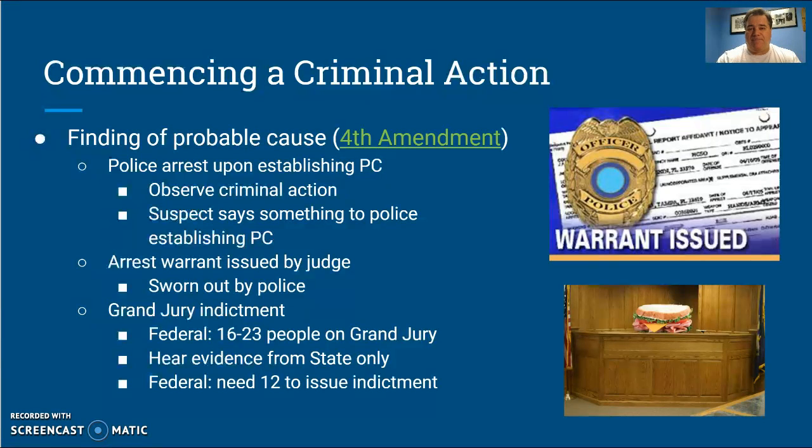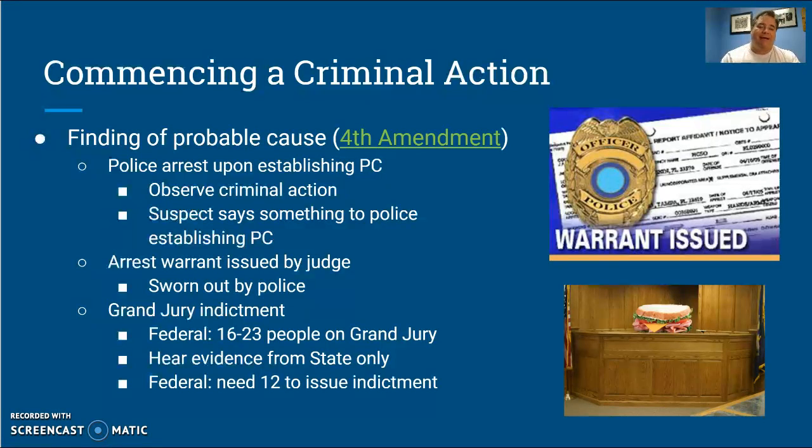Another way you could have probable cause established against you is through a grand jury indictment. Now, you remember we talked about petit juries in the civil trial process. Same idea exists in a criminal case. Well, a grand jury, a much larger jury, grand, can be instituted as well. The feds, the national government, use anywhere from 16 to 23 people on a grand jury. Under federal law, you need at least 12 people agreeing to issue an indictment. If you issue an indictment, that indictment will serve as the establishment of probable cause.